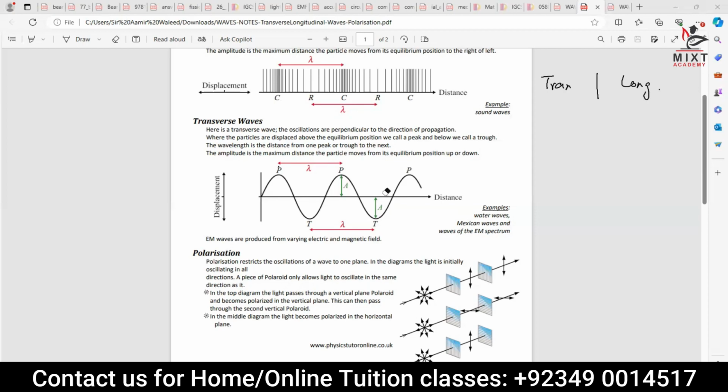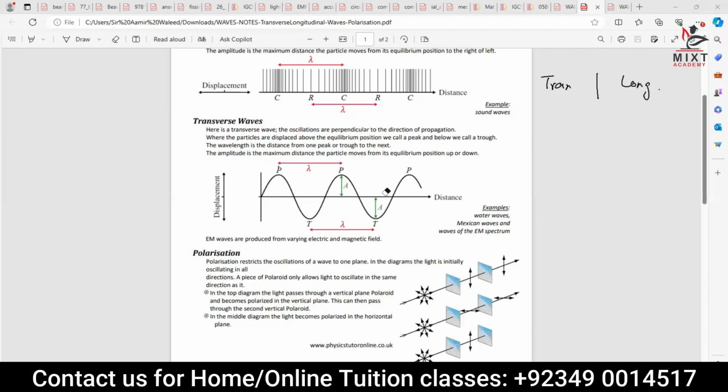So that's the reason it restricts the communication in one place, or you can say it will just restrict the oscillation to move in one plane, either the xy plane, yz plane, or xz plane. In the diagram, the light is initially oscillating in all directions. A piece of Polaroid only allows light to oscillate in the same direction as it is. In the top diagram, the light passes through a vertical Polaroid and becomes polarized in the vertical plane.